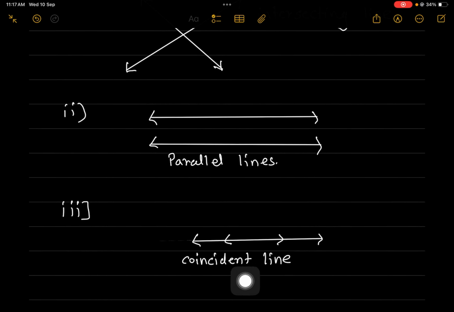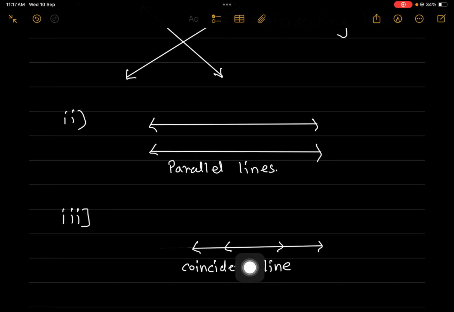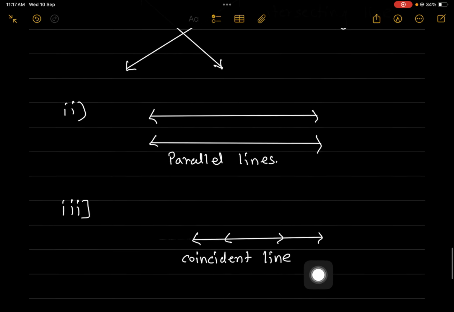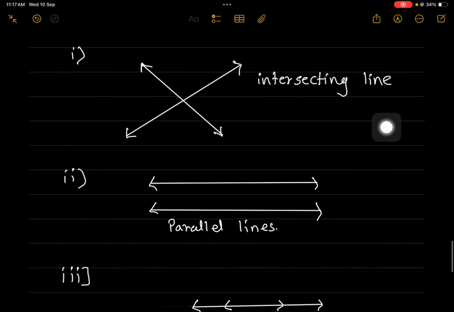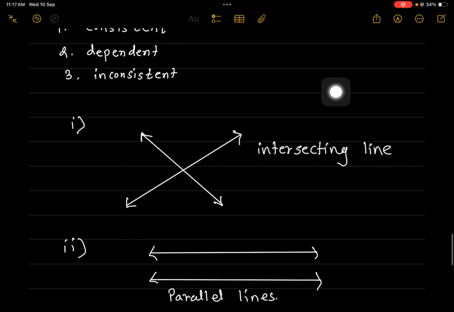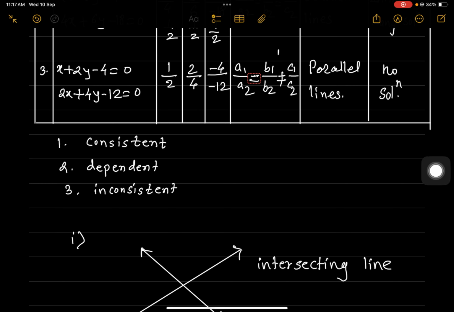Here now coincident lines. We saw that the ratios are coming the same, so many coincident lines are coming, so you are getting many solutions. And this coincident line is coming like that, where two lines are there and coincide with each other, so you are getting many solutions. This whole introduction we are using in exercise 3.1. In the next video we will see exercise 3.1, so don't miss this video.